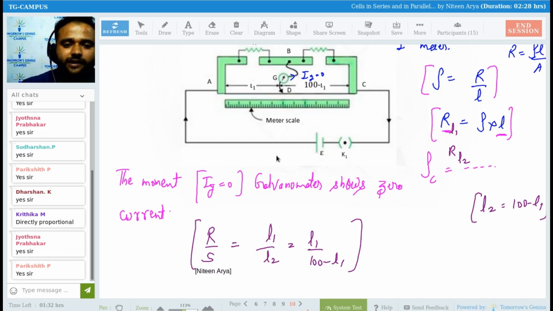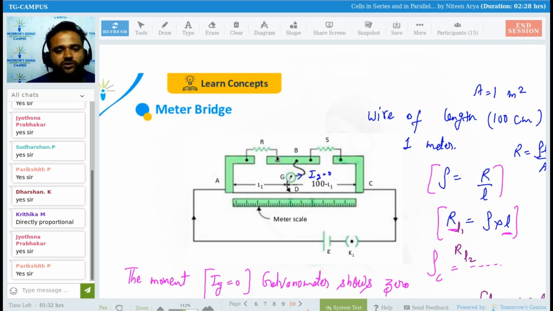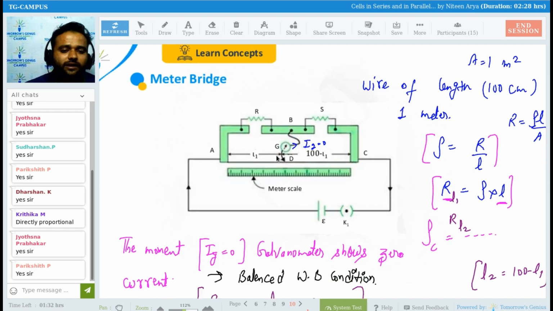Why so? Because at this particular moment, this is a balanced Wheatstone bridge condition. Clear? So that we are going to see on the next page. Is it clear first of all what it is? Nothing new. We are going to use the balanced Wheatstone bridge condition.